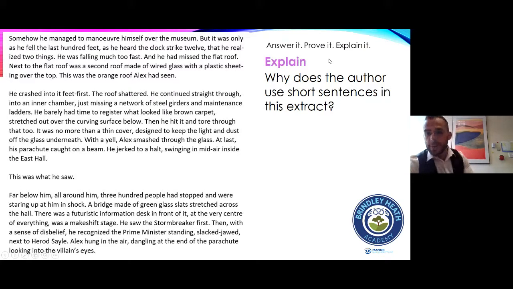Okay, so we've put this in there because over the last few days, explain has come up as something that's quite difficult, but that's okay. That's why we're here. So why does the author use short sentences in the extract? This question is really important to understand what the author's thinking and what the scene is trying to create. So think to yourself, what are short sentences used for? What's going on in this scene? And can you link the two together?